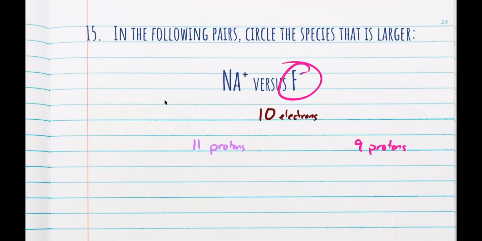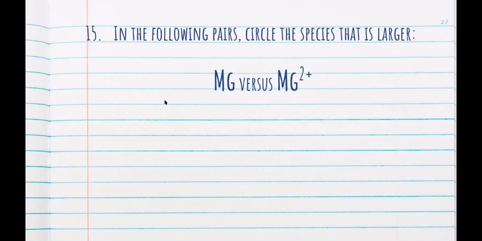It might take some time to wrap your head around it, but again, drawing these and seeing the models would help a lot. All right, let's move on to our next one. Here we have the magnesium neutral atom with the magnesium cation. We're just going to follow that trend: because the cation did lose electrons, it did lose its shell, and the protons are able to have a better grip. So magnesium is going to be the larger atom, the neutral version.